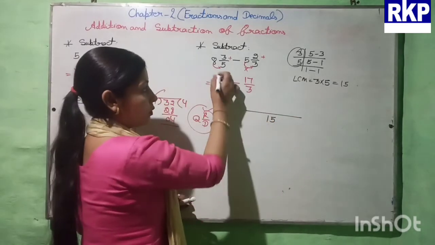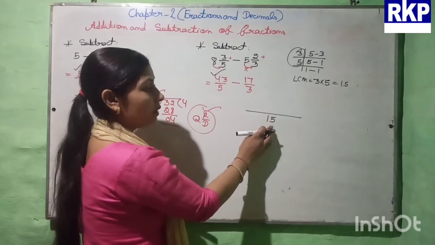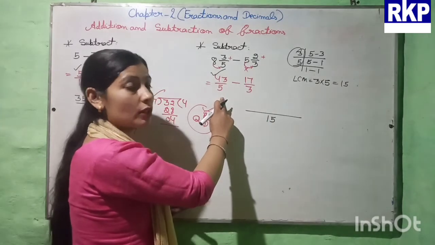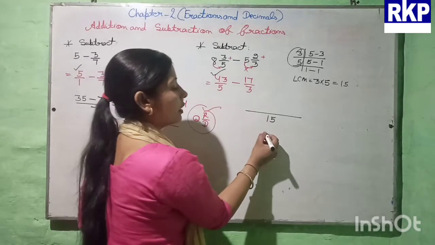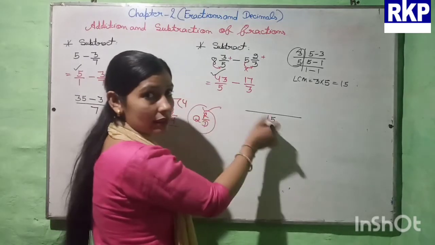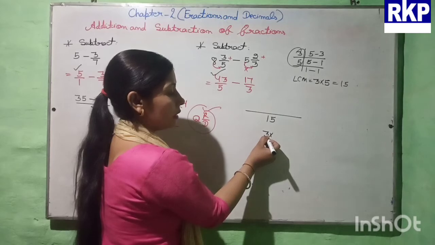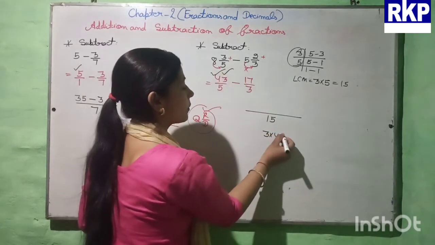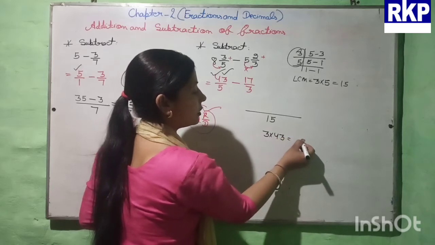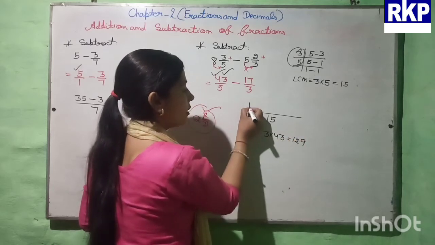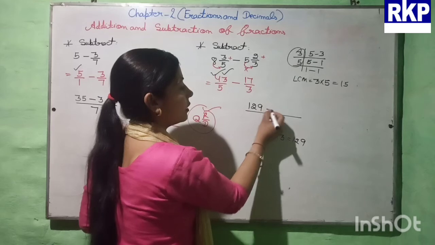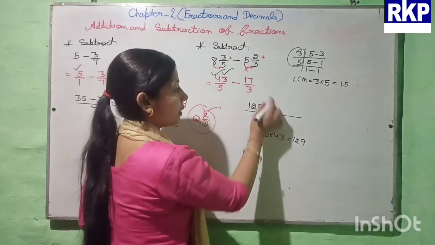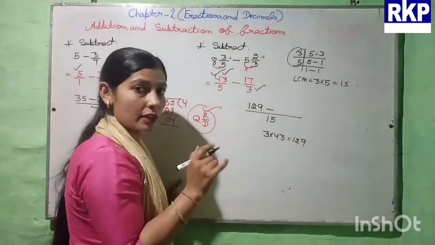Okay, now solve it. First we have to divide this 15 with 5, the denominator of the first fraction. So here we will get 3 after dividing. Okay. Now we have to multiply this 3 with 43. So here we will get 3 threes are 9, 3 fours are 12. So here we will get 129.